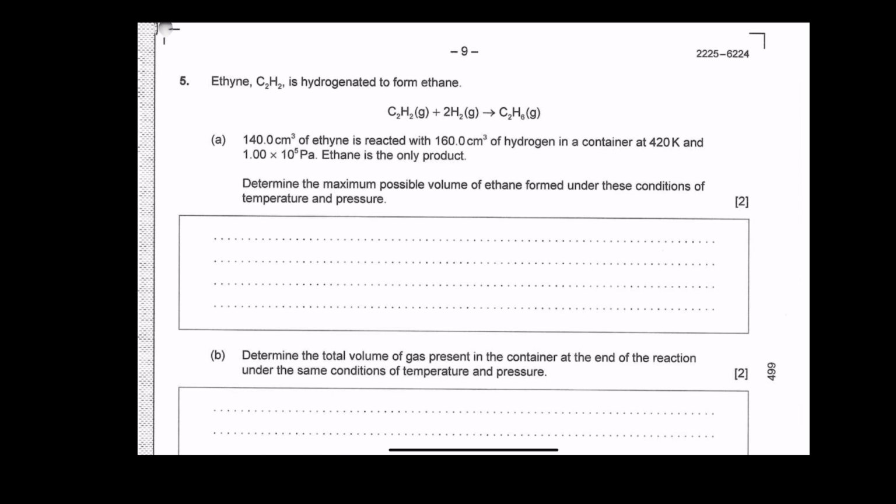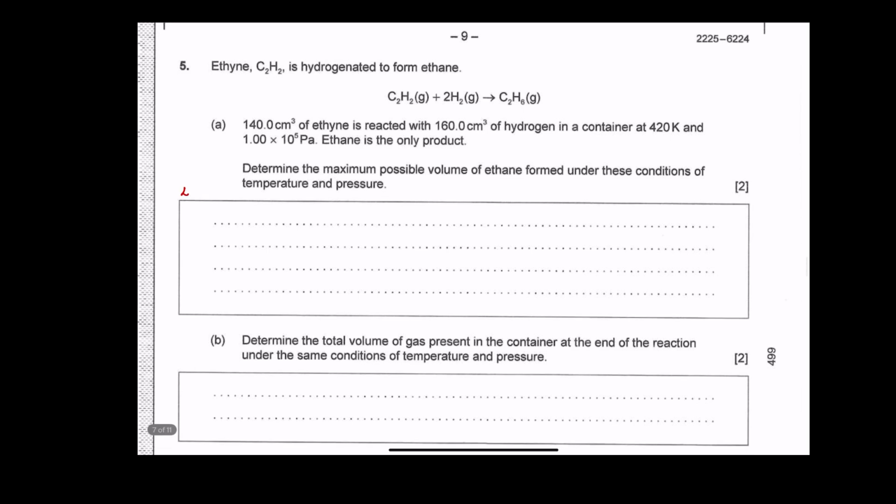So here we'll use the volume ratio to first find the limiting reactant. What we'll do is find volume by stoichiometry coefficient for both C2H2 and H2. For C2H2, volume is 140, stoichiometry coefficient is 1, so 140 over 1 is 140. Similarly, V by SC for H2, your other reactant: 160, the volume of hydrogen, over 2, the stoichiometry coefficient, is 80. Now, the one which is smaller is the limiting reactant. So from here, I can say H2 is the limiting reactant.